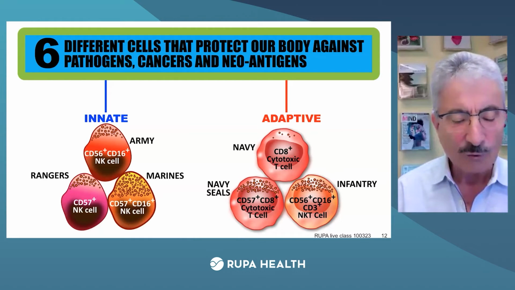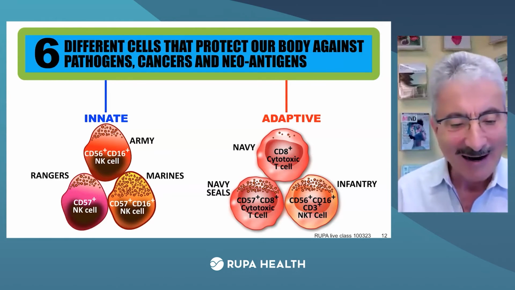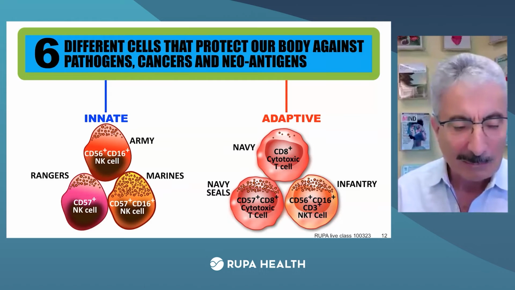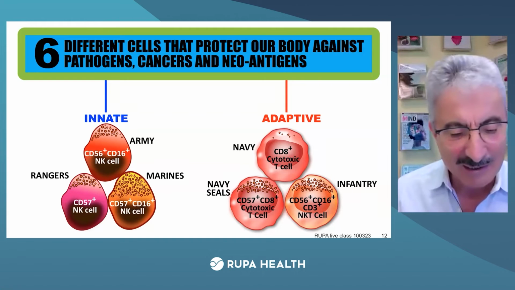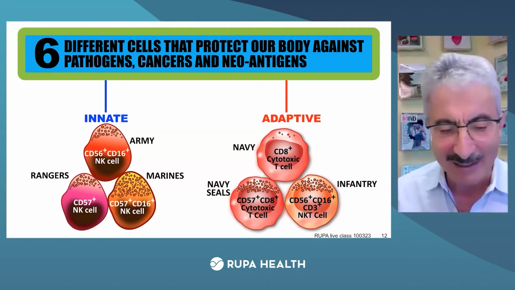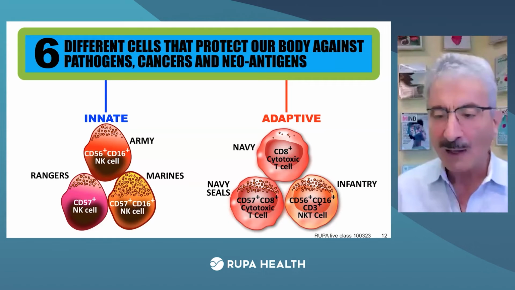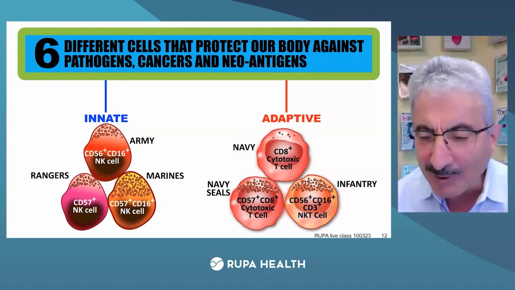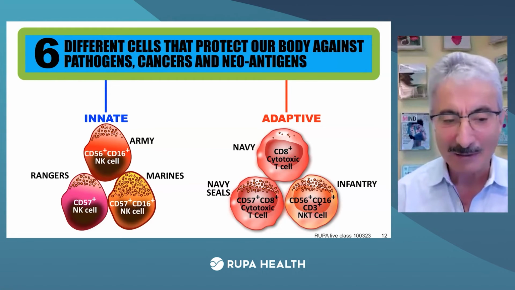And to the degree that I can make an analogy, the natural killer cytotoxic activity of a person could be measured by looking at CD57 positive, CD16 positive NK cells. So these are part of the innate immune system. How about the adaptive immune system? Yes, CD8 positive cytotoxic T cells.